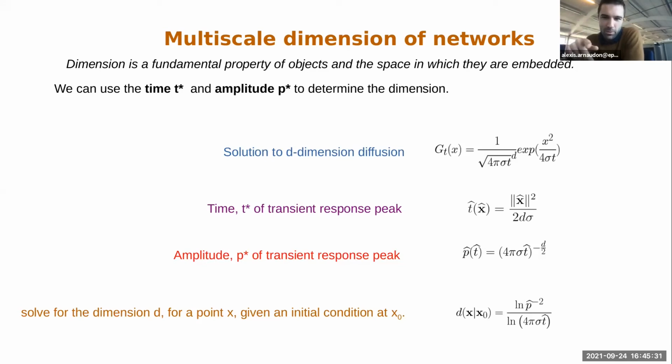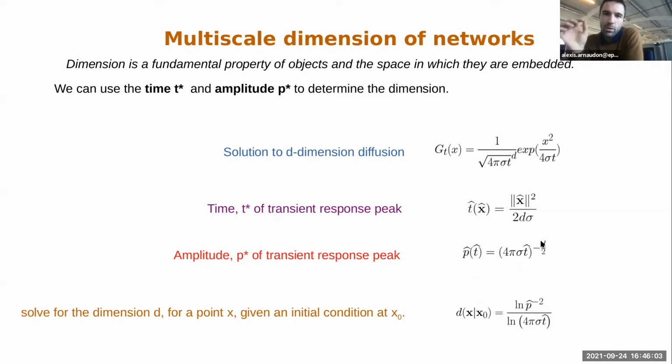So we go back to the diffusion equation. We have the Green's function, and we see the Green's function depends on d, the dimension of the Euclidean space. As I said, depending on the dimension, you diffuse faster or not. Then you can say, okay, from this equation in continuous time, Euclidean space, if I have no boundary, I can compute explicitly the time of the peak and the amplitude of the peak. So t hat and p hat from this equation. It's just basic math. But then those two things depend on d, the dimension.